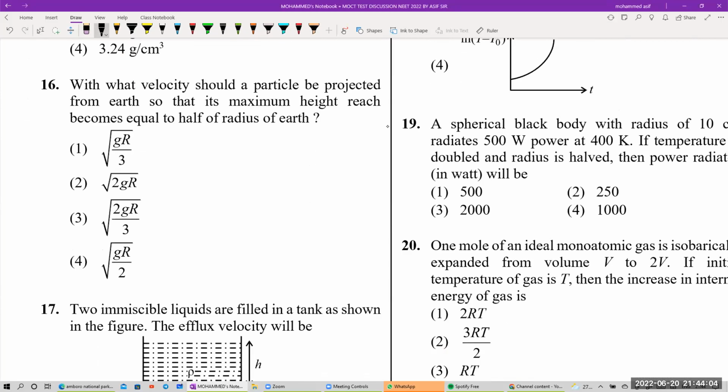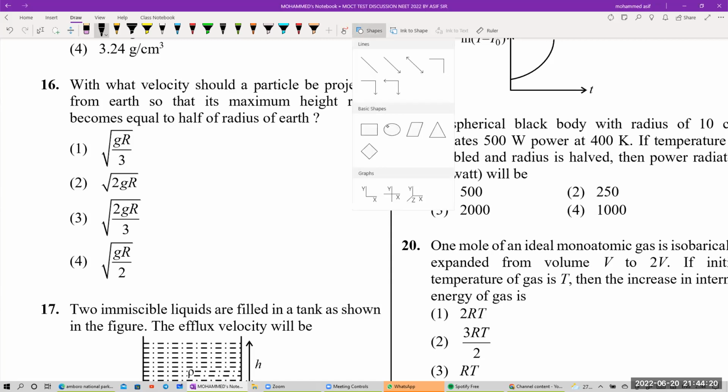Anish, you try to do this question number 16 beta. With what velocity should a particle be projected from Earth so that its maximum height reach becomes equal to the half of your radius of Earth? We have done already the gravitation questions. With what velocity should a particle be projected from the Earth? Let me draw your Earth right now here.